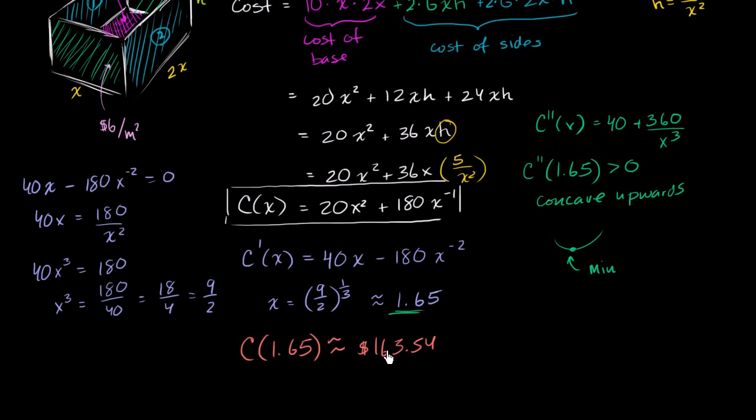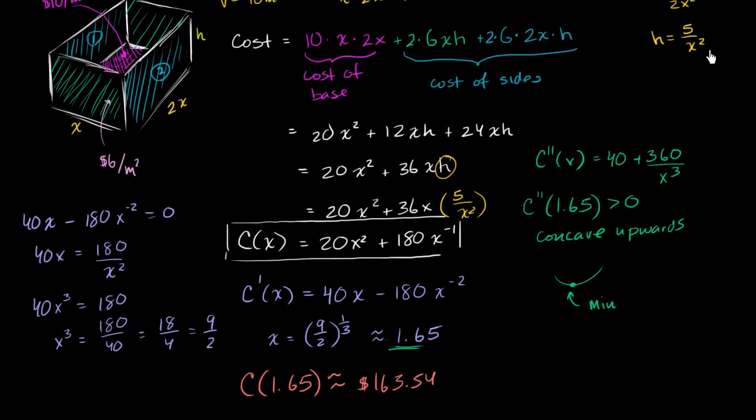So $163.54, which is quite an expensive box. This is fairly expensive material here, although it's a fairly large box. 1.65 meters in width. It's going to be twice that in length. And then you could figure out what its height is going to be, although it's not going to be too tall. 5 divided by 1.65 squared, I don't know, it'll be roughly a little under 2 meters tall. So it actually is quite a large box made out of quite expensive material. The minimum cost to make this box is going to be $163.54.